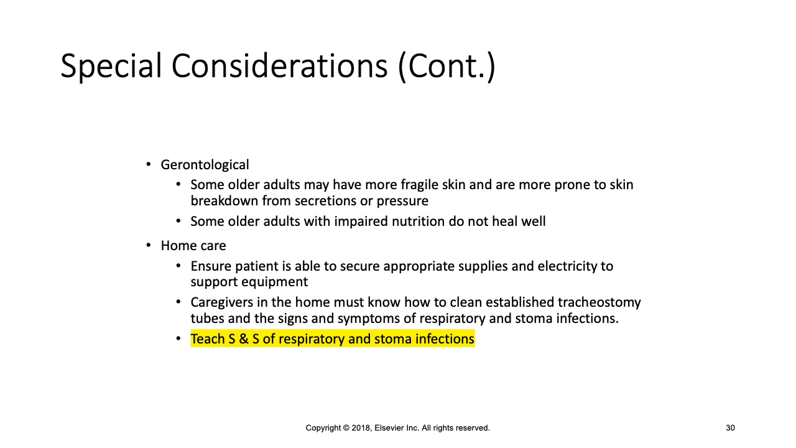Home care. Make sure the patient has adequate supplies to provide tracheostomy care as well as suctioning. Make sure that they have a backup in case of electricity loss because they will need suction equipment. Some of them will be on supplemental oxygen as well, so make sure they have enough of that supply as well. They need to know signs and symptoms of respiratory distress and stoma infections and how to report those to the provider.